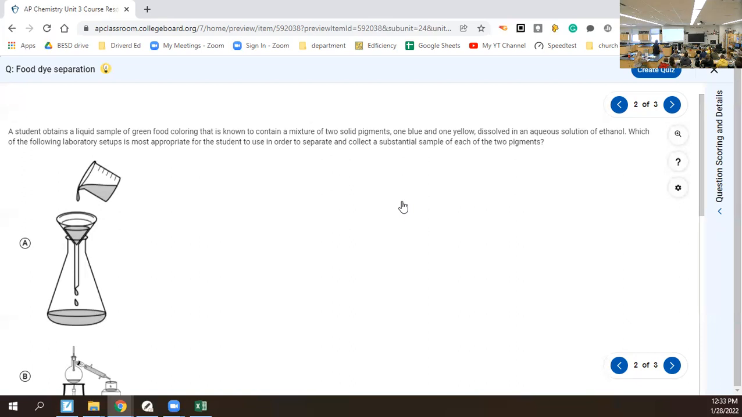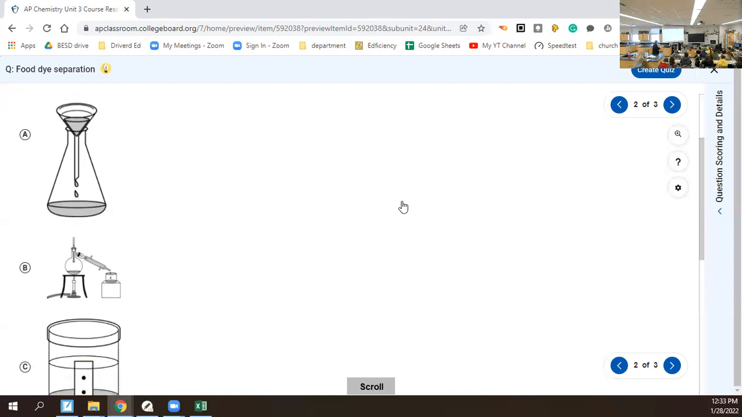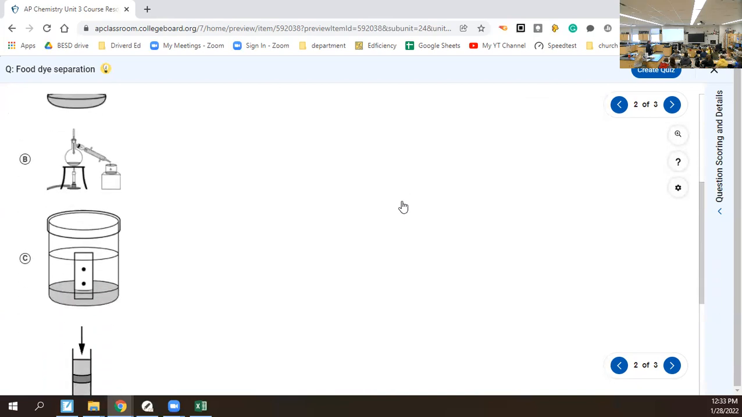Which of the following lab setups is most appropriate for the student to use? All right, so A is filtration. We know it's out because it's a solution. All right, B is what? What do we call B? Yeah, it starts with a D. Distillation. All right, and it is used to separate things based on their boiling points. And if this gave me any information about boiling points, the question would be a little bit trickier, but it has nothing to do with their boiling points. Are we okay with that? So if it was distillation, it would say like the blue has a boiling point of 28 degrees and the other one's 50 or something like that. You would need that information to know it's a distillation problem.